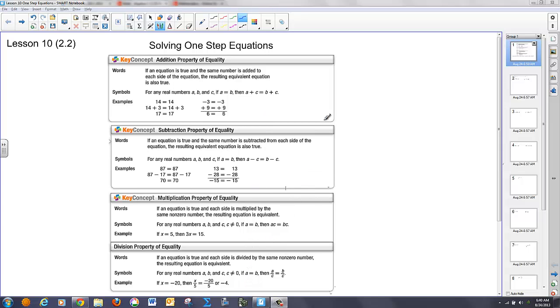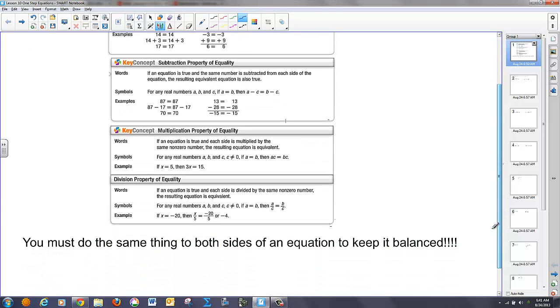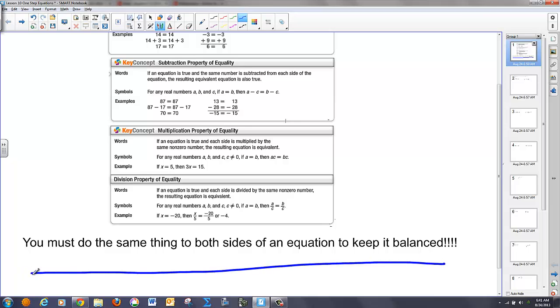Just take a look over these. You don't need to write them all down, but you need to understand the concept. Basically, what it's saying, in order to keep an equation balanced or true, you have to do the same thing to both sides of an equation. So, this is kind of key.